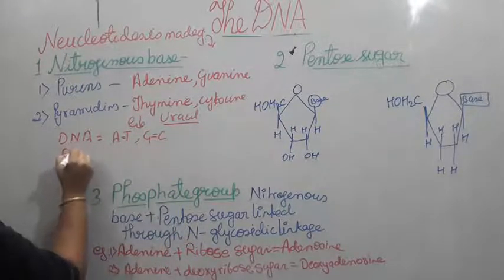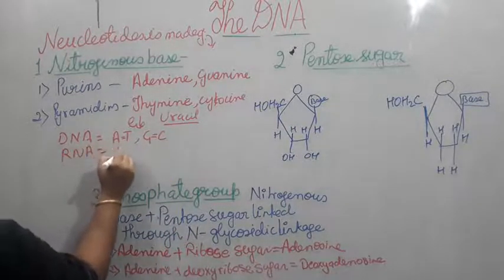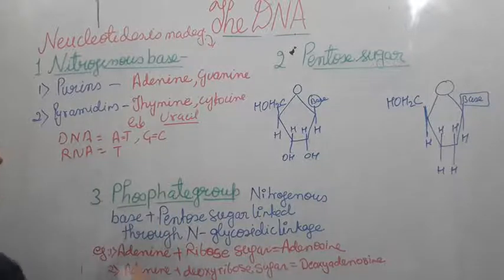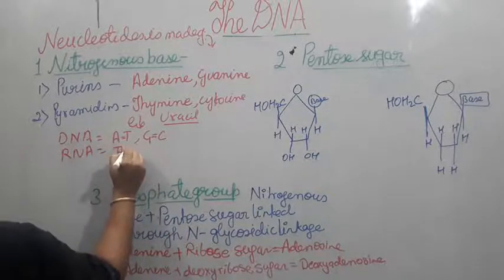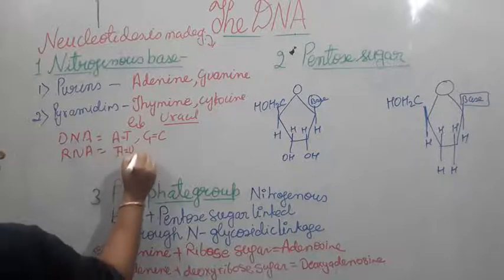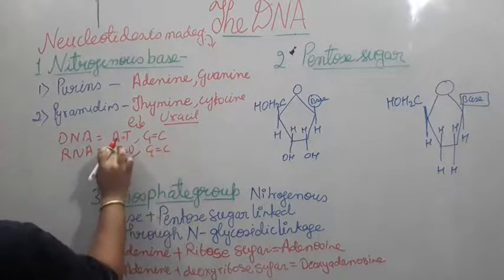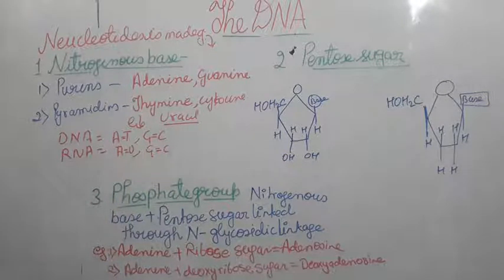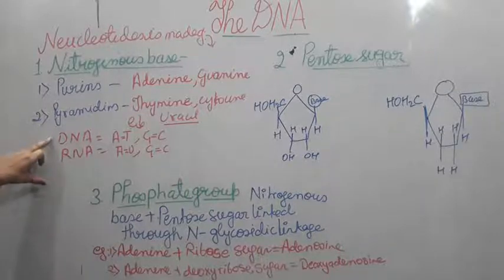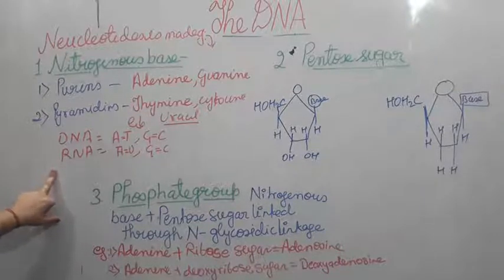When you see RNA, in RNA there will be A, U, G and C. So in RNA, thymine is replaced by uracil. Okay, so this is the difference between the DNA and RNA base pairs.